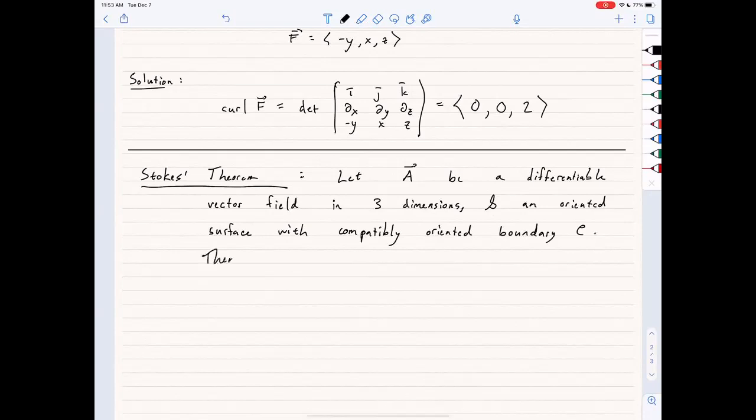Then the vector surface integral of curl of A over our surface is actually equal to the vector's line integral over the boundary of A itself. And I put the circle there because, of course, boundaries of surfaces, our surfaces will be bounded. They're not going to go off to infinity. So the boundaries will be closed curves.